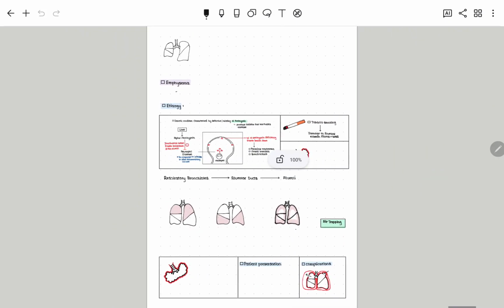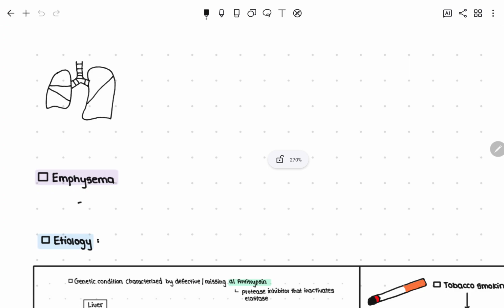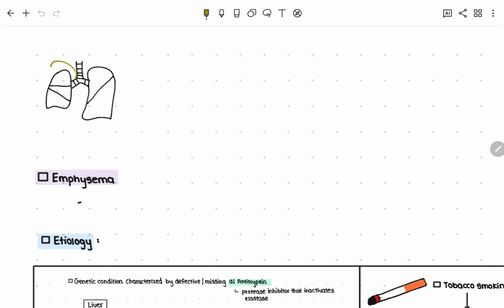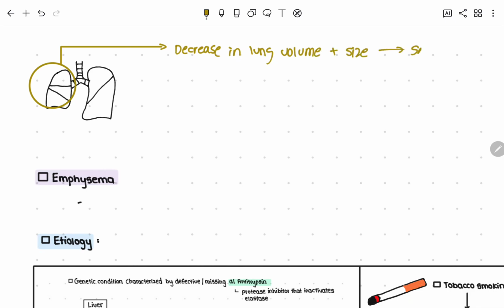So once all of this is happening, what are some of the morphological changes that we can see at the level of the lung and some of the complications associated with this? So take this lung which is undergoing atelectasis, and you can see that you have an overall decrease in lung volume and size, and so you have a smaller appearing lung as far as morphology goes.